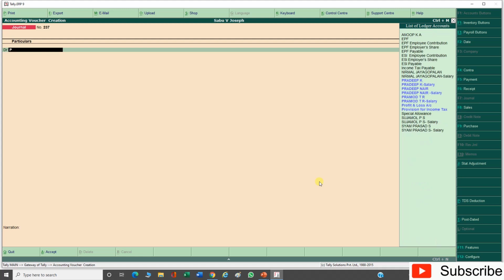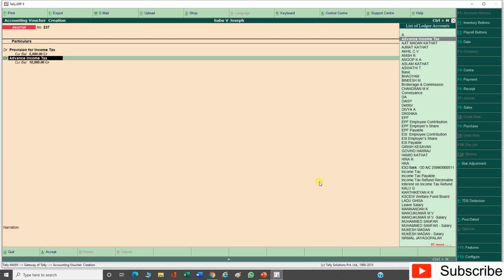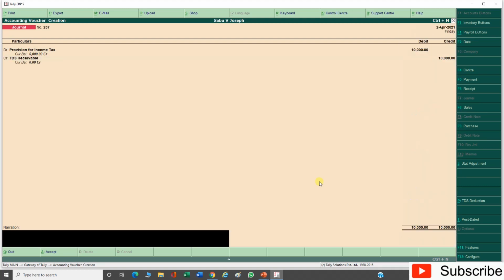Now completed. Now pass the second entry for set off or transfer of the TDS receivable with the provision for income tax. Again debit to the provision for income tax. The amount will be 10,000. Credit will be given to TDS receivable 10,000. Narration being TDS receivable set off against a provision for income tax.